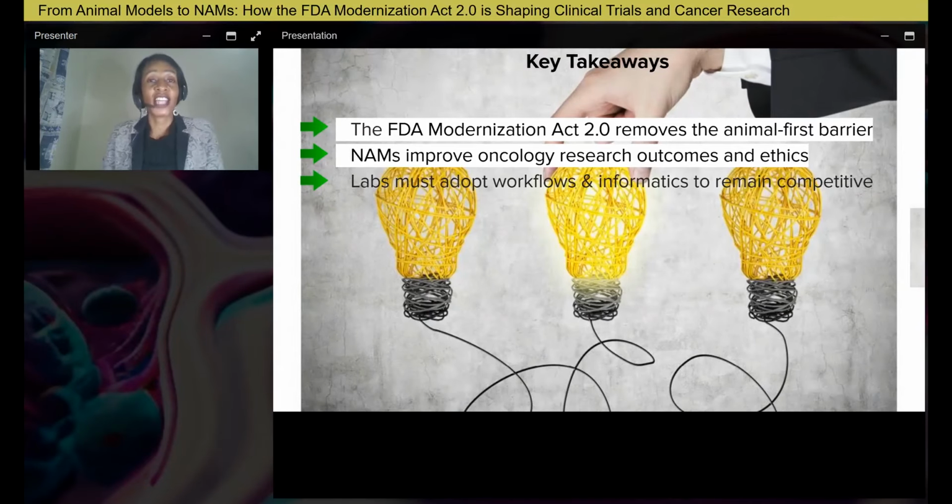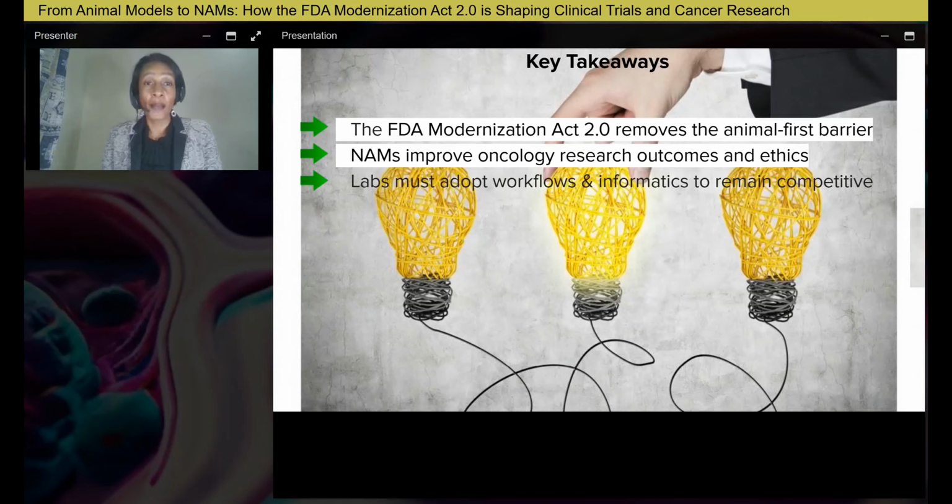And this brings us to the end of our discussion today. If you forget everything else, here are 3 things to remember. The first one is that the FDA Modernization Act 2.0 removes the animal first barrier. While this does not outrightly ban animal testing, it takes away the monopoly animals have had in preclinical studies. It also paves the way for the use of non-animal models that are more human relevant and more predictive of human biology. Second, NAMs improve oncology research outcomes and ethics.